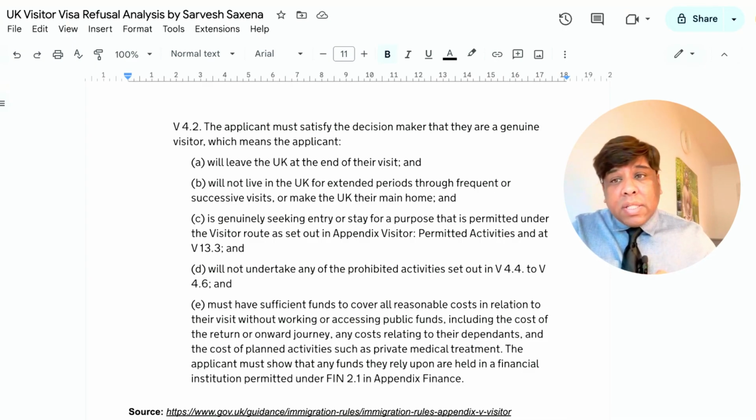But generally, these visitor visa applications should not be difficult, as long as you're coming for a genuine reason.